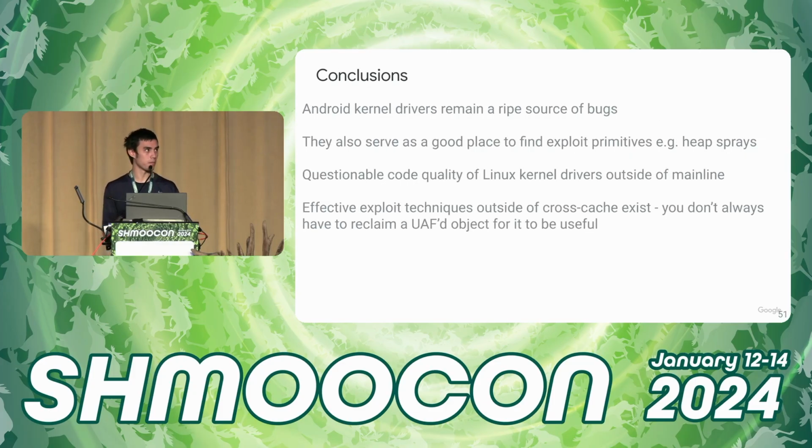What are some good conclusions from this sort of research that I did? One is that Android kernels remain a really ripe source of bugs, and they also serve as a good place to find exploit primitives, for example, heap sprays. And we also see, and this is something we've noted for a while, that there tends to be pretty questionable code quality outside of Linux mainline. There can be questionable code quality inside of Linux mainline too, but particularly outside, it's not getting as much research, it's not getting as many eyes on it as we'd really like, and so there are still significant and serious bugs coming out of these. Just generally, the code quality in these is not as good as we would like it to be.